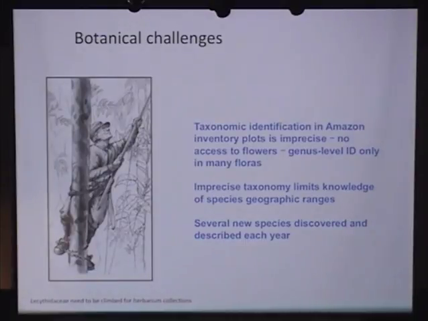In order to work out the geographic ranges of these species, we have to identify them throughout the Amazon basin, and it's very hard to identify all these species down to the species level because you need flowers. And you can't get flowers easily. Sometimes these trees will flower once every 5 years. And then you have to climb to get the flowers. So there's really imprecise taxonomy, and that limits our understanding of the species range. And it also means that we're actually discovering a lot of new species. There are new species being described every year.